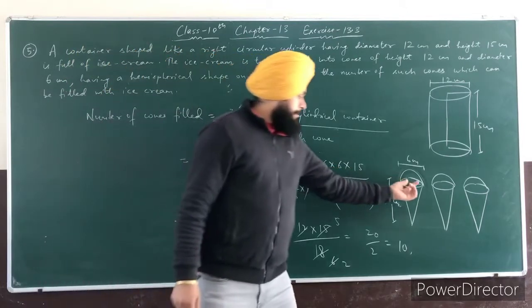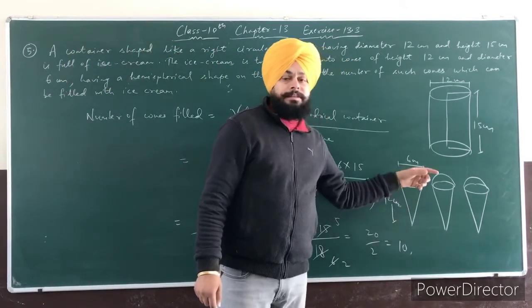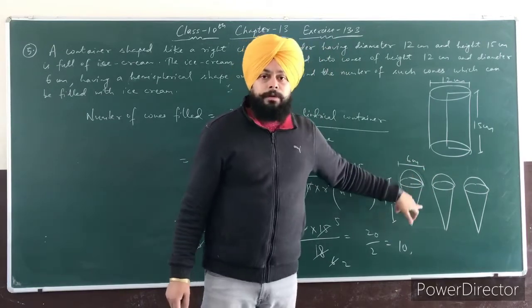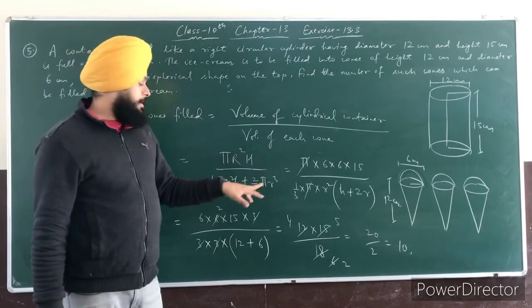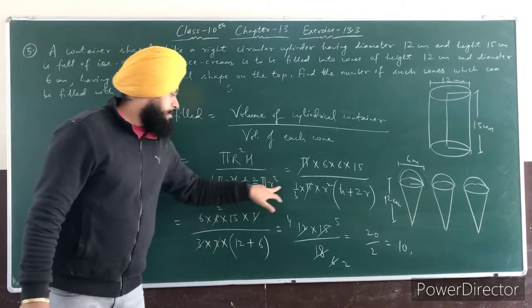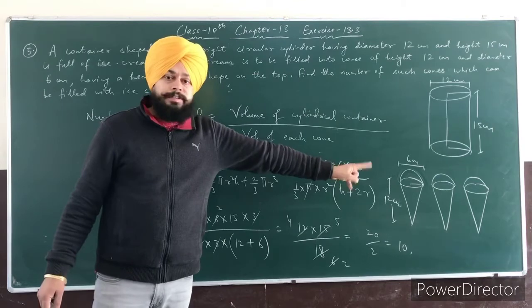So each cone, there are two shapes, one is conical and one is hemisphere. So we have to combine the volume of the hemisphere and the volume of the cone. Volume of cone is 1 by 3 pi r square h and the volume of hemisphere is 2 by 3 pi r cube. So take this 1 by 3 common, pi is also common and r square is common because the radius of both hemisphere and cone is the same.